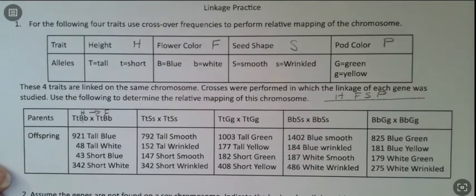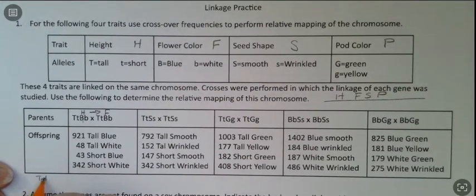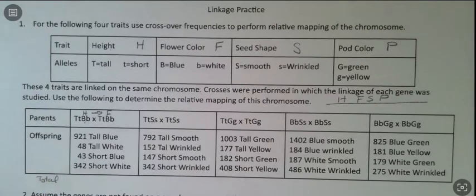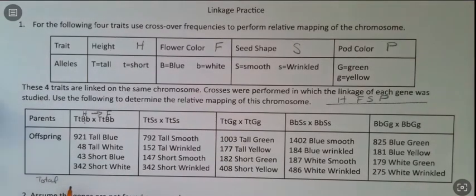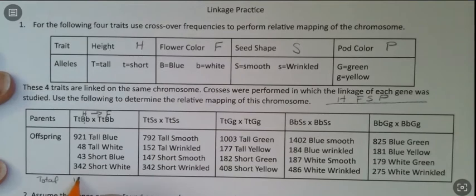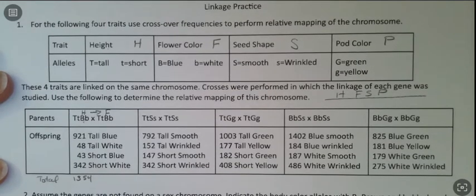First thing I'm going to do is find my total. When I add all of these together, my total is 1,354. Now to find our frequency of recombination, I use my recombinant types. These are tall and blue, and also short and white. My recombinants are the lowest frequency ones here. That's where crossing over happened.